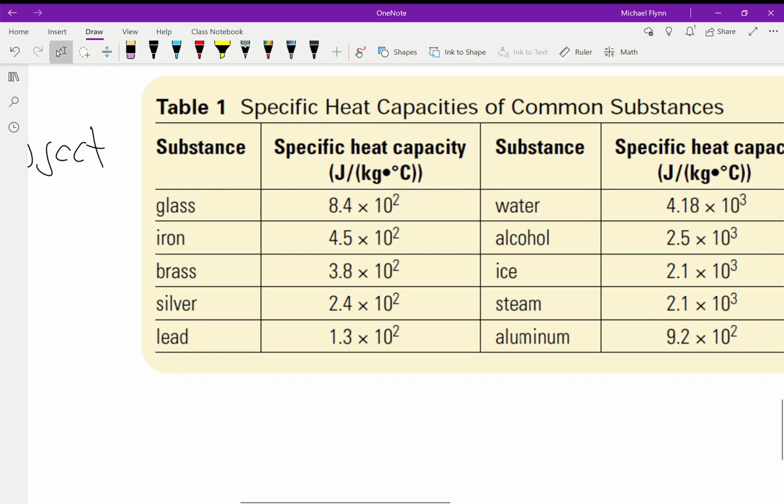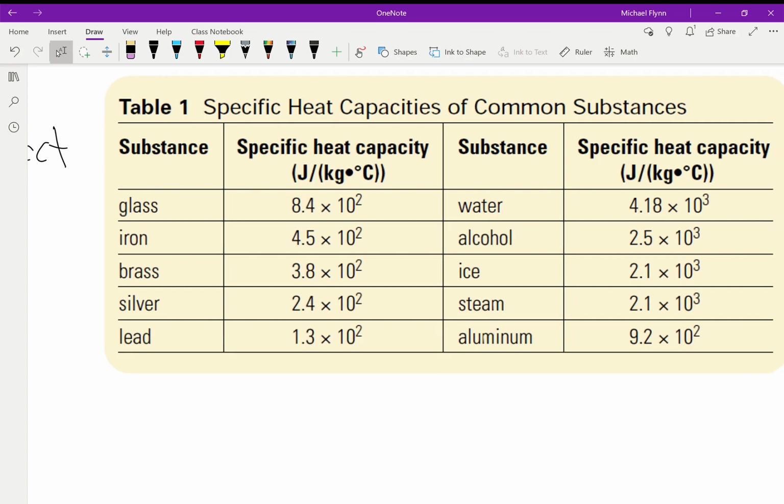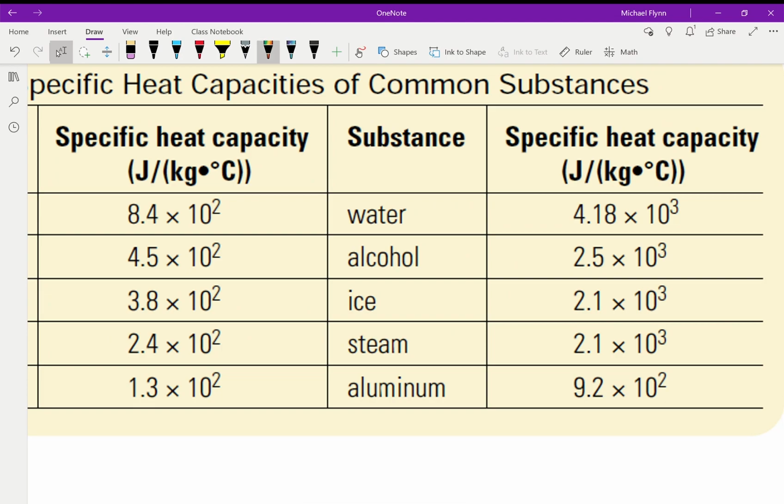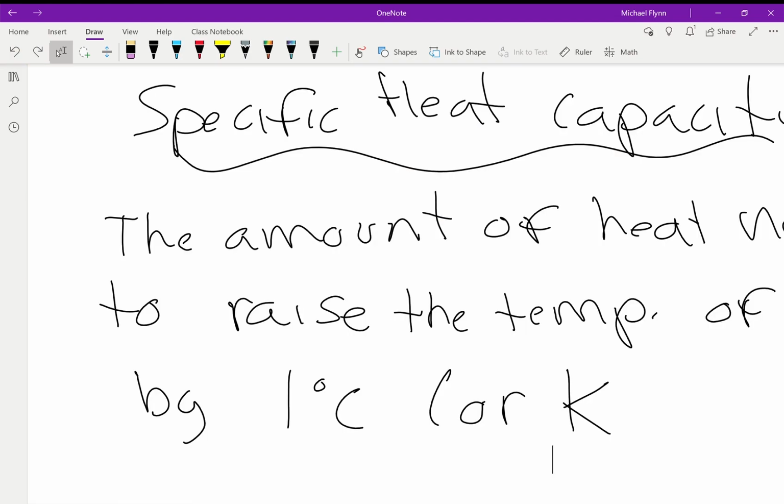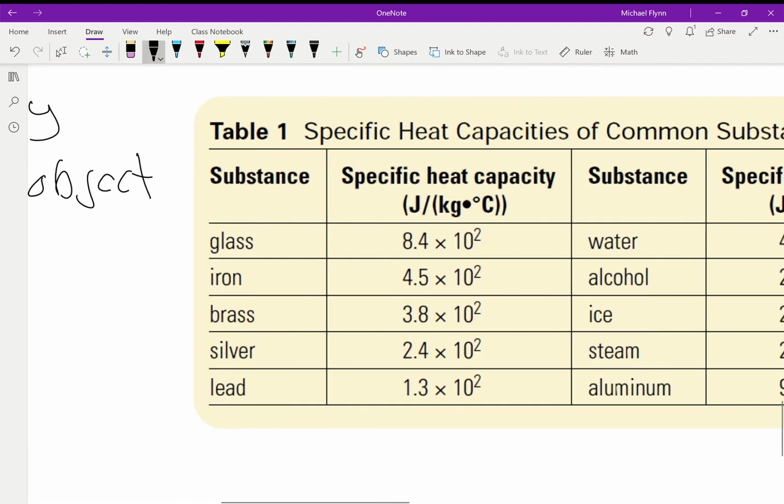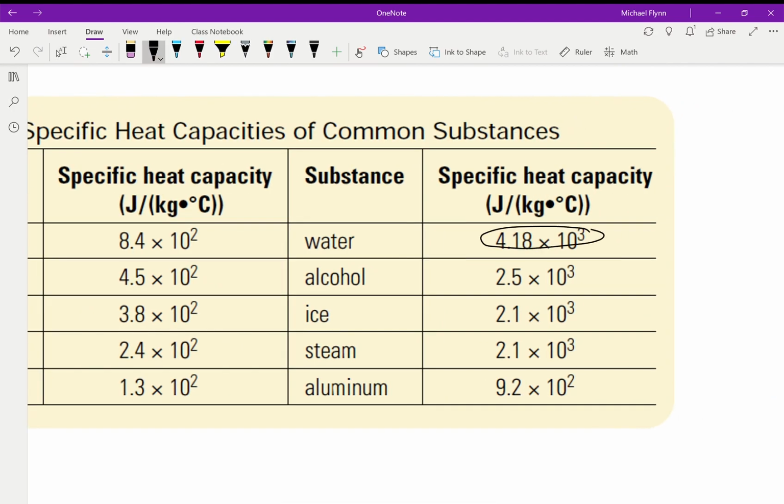All right, so take a look. There's a little table here. I got this from your textbook. So for example, water. Water is going to come up a lot. Water has a specific heat capacity of 4,180 joules per kilogram of water. So what that means is it takes 4,180 joules to increase 1 kilo. Let's say you had a liter of water, which is the same as a kilogram. You want to heat it up by 1 degree. Well, it's going to take 4,180 joules to do that.